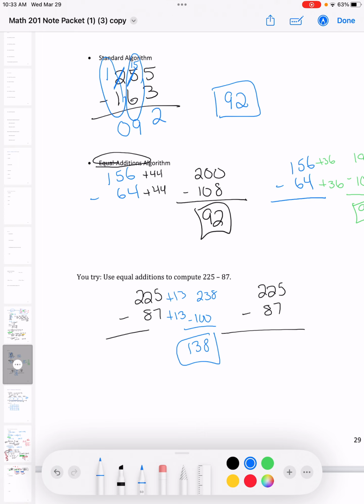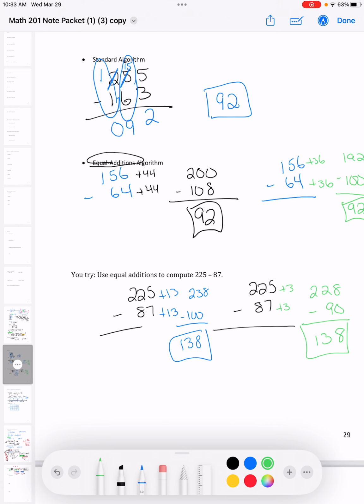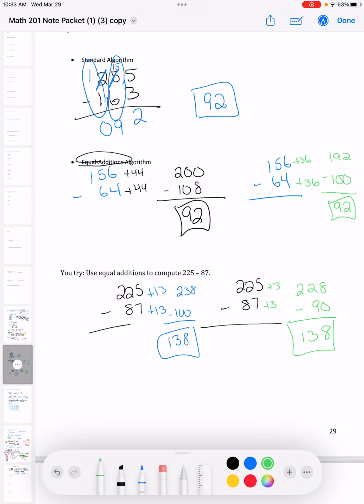You also could, another possibility that I did was I added just 3 just to get up to 90. That wasn't too bad. And so then 8 minus 0 is 8, and 22 minus 9 is 13, and that got me 138. Those are probably the two easiest ways that I worked the problem. But anyway, as long as you're adding the same number to the top and bottom, technically it would be equal additions.